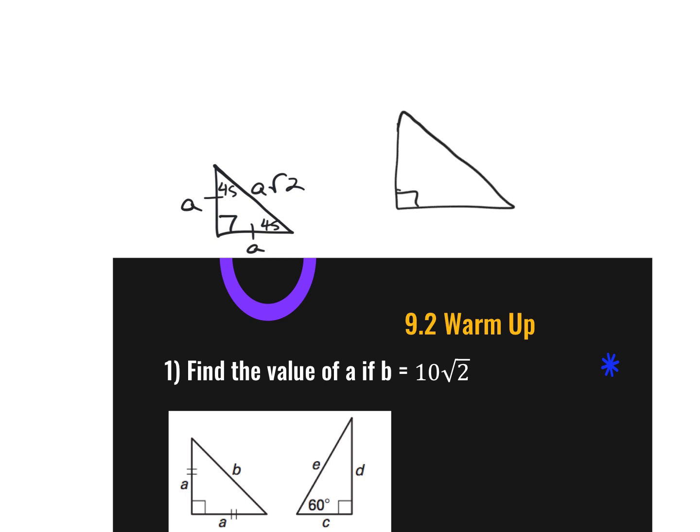Then when you have the 30-60-90, what you need to memorize is the side across from 30 is a, across from the 60 is a square root 3, and the hypotenuse is 2 times a. So be able to find missing side lengths of a special right triangle. This warm-up has plenty of examples.